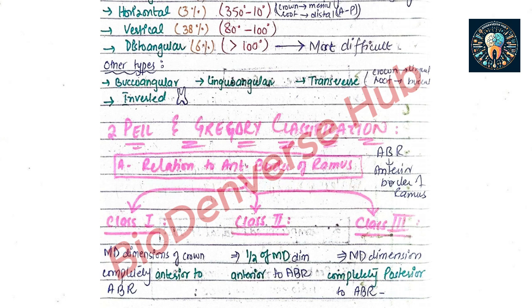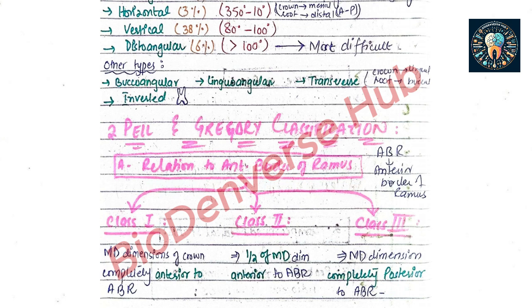We have another classification system as well, that is the Pell and Gregory classification. Pell and Gregory classified the impaction based on the relation to the anterior border of the ramus and the relation to the occlusal plane. First of all, we will be discussing the classification in relation to the anterior border of the ramus. In class 1, the mesiodistal dimension of the crown is completely anterior to the anterior border of the ramus. It will be termed as class 1 impaction.